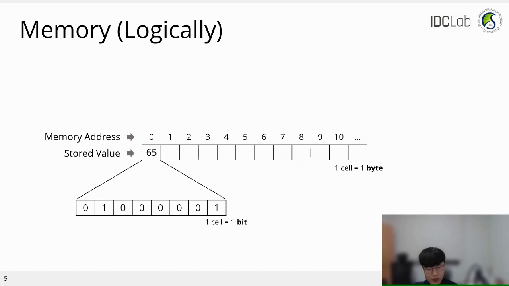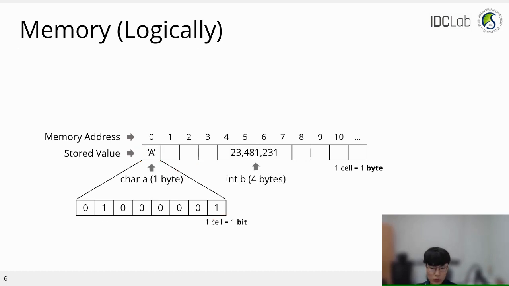Here I put some numbers. So this byte has a bit sequence of 01000001, which corresponds to 65 in decimal. So each byte, so each cell in the memory can store a number ranging from 0 to 2 to the power of 8 minus 1, which is 255.